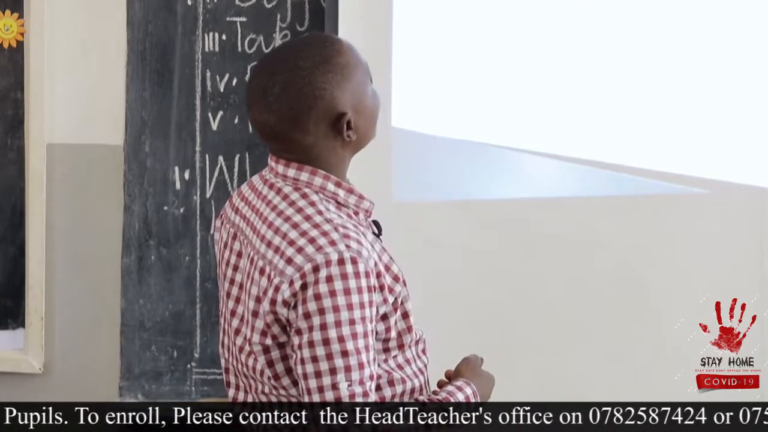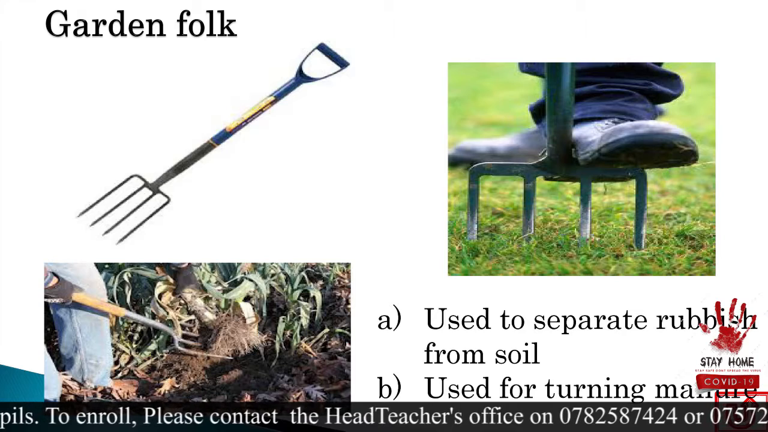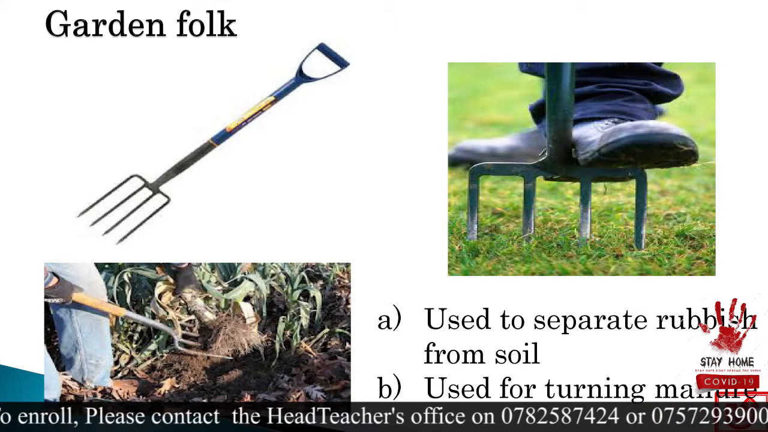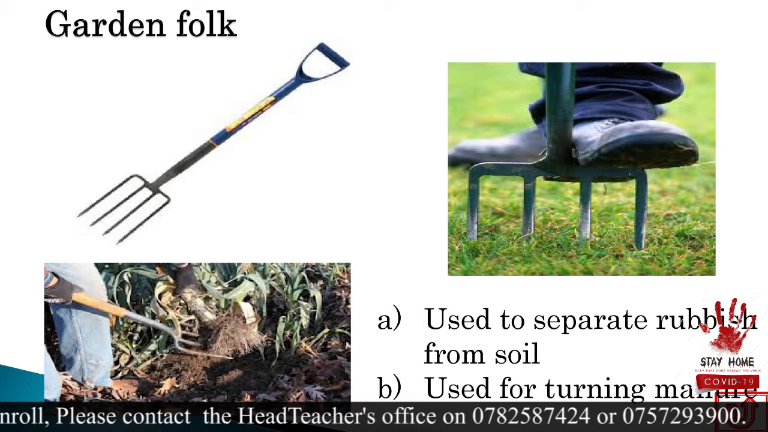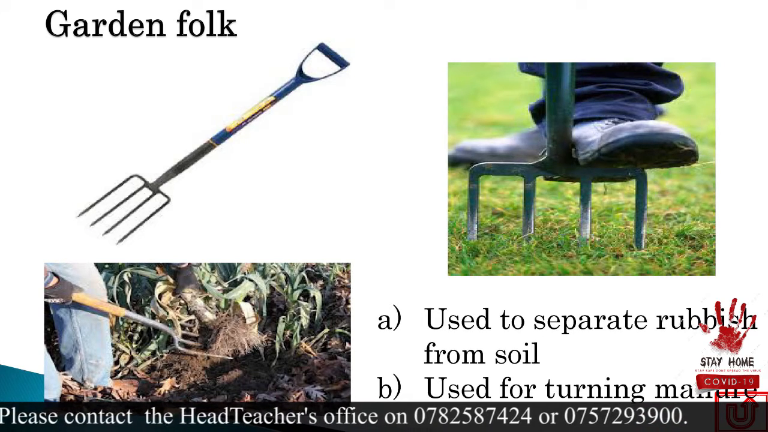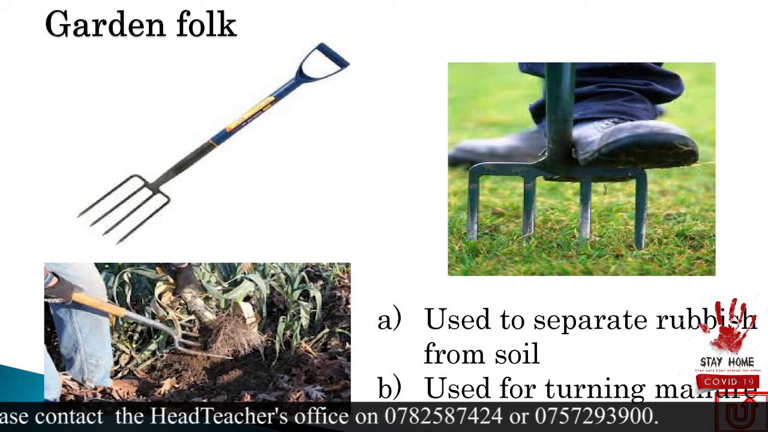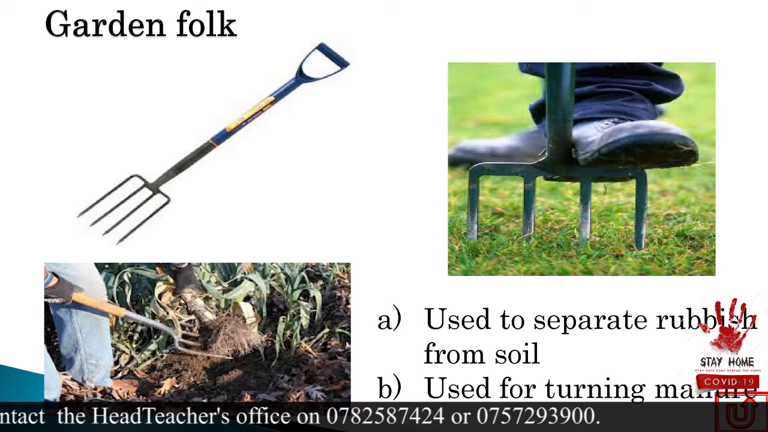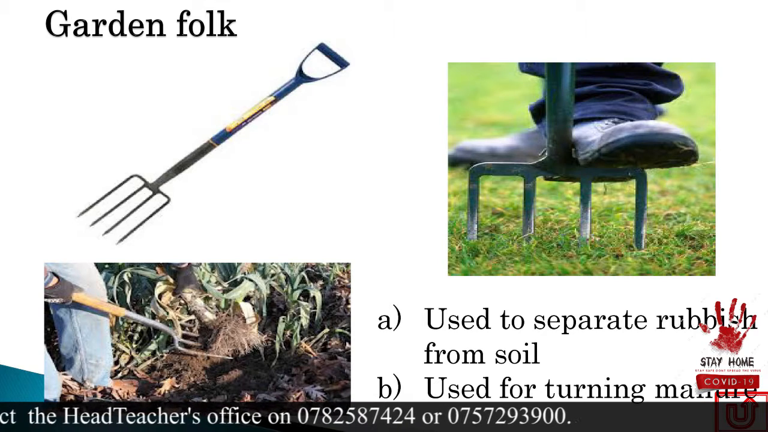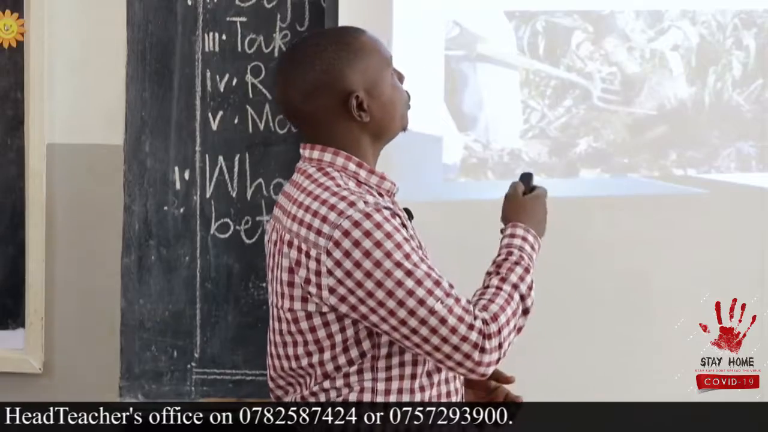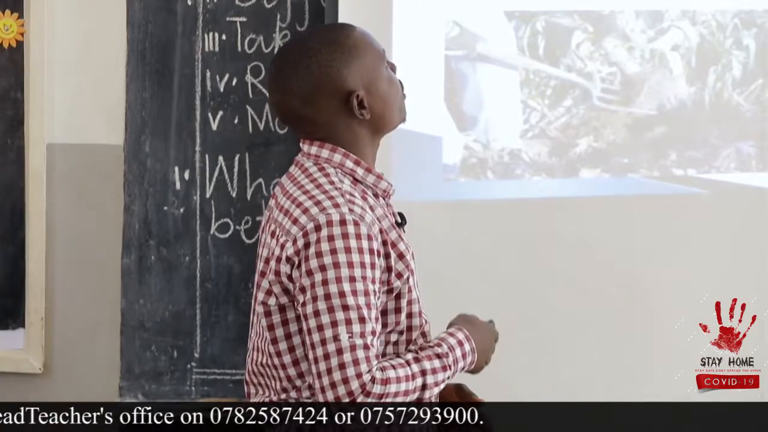Then a garden fork. Don't say a big fork. This is called a garden fork. What's its use? It's used to separate rubbish from the soil, and turning manure. When you are trying to prepare the type of manure we call compost manure, we use a garden fork.